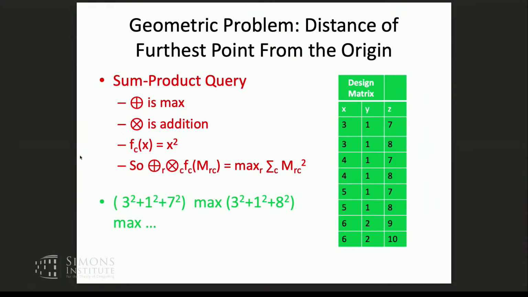How about if you want to know the furthest point from the origin, say in the 2 norm squared? Well, this is again the tropical semi-ring that you saw in Mahmoud's talk. I take the max over every row of the sum of the squares of the columns. So for this particular table, it'd be the max of 3 squared plus 1 squared plus 7 squared, or 3 squared plus 1 squared plus 8 squared, and I take the max over all of those, and that'll give me the answer. So that's a sum product query, and I can do that as a base operation of my algorithm.